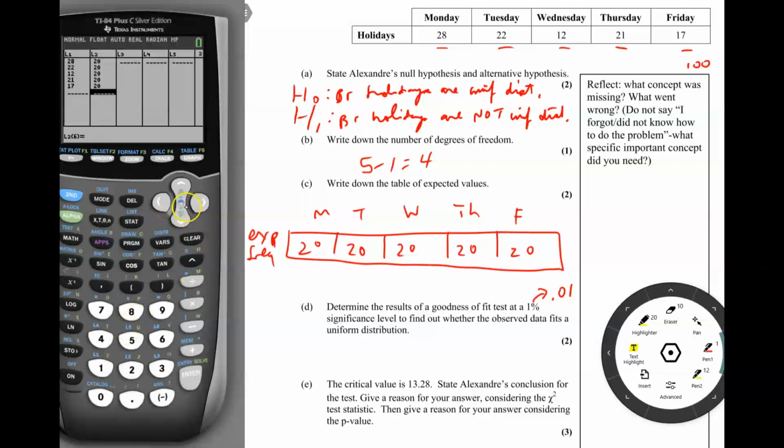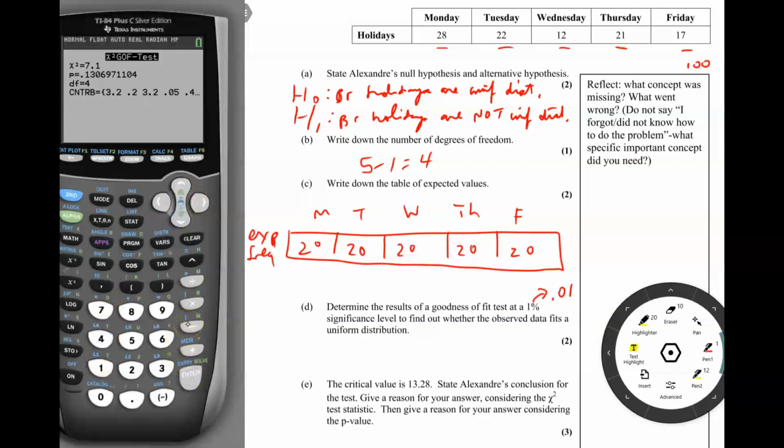Okay, then I'm going to do stat, test, go to the bottom, GOF, which is option D. List 1, list 2. If I never stray from using list 1 and list 2, as I did with the observed in the first and the expected frequencies in the second, then I can just leave it as is. Now for DF, I'm going to have to put in 5 minus 1 equals 4. So I put 4 there. And then I go down to calculate.